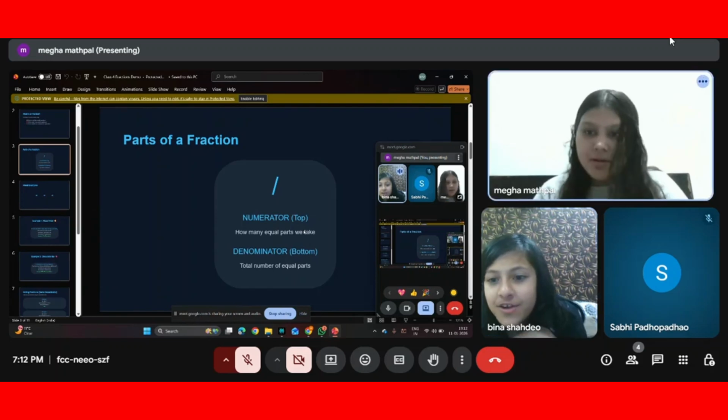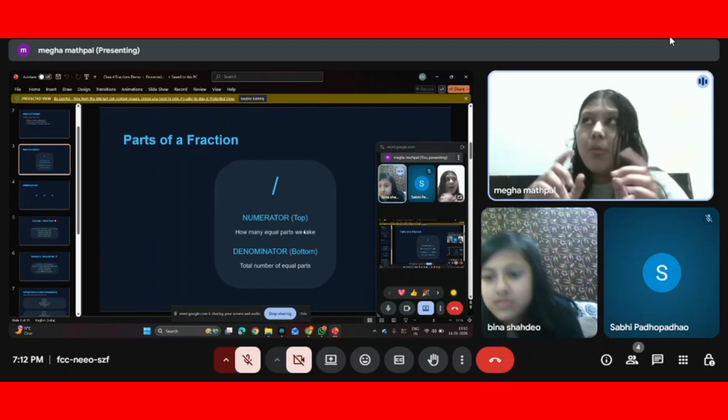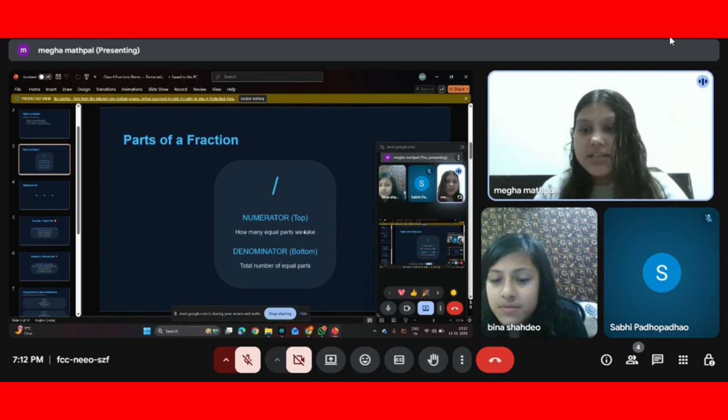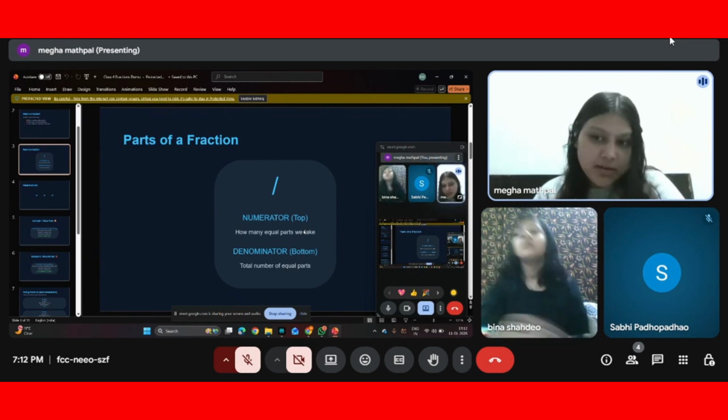They are the numerator. Yeah, exactly. And what is the fraction? Then what is the fraction? It is 1 by 4. Same for cake. What is the numerator and what is the denominator?